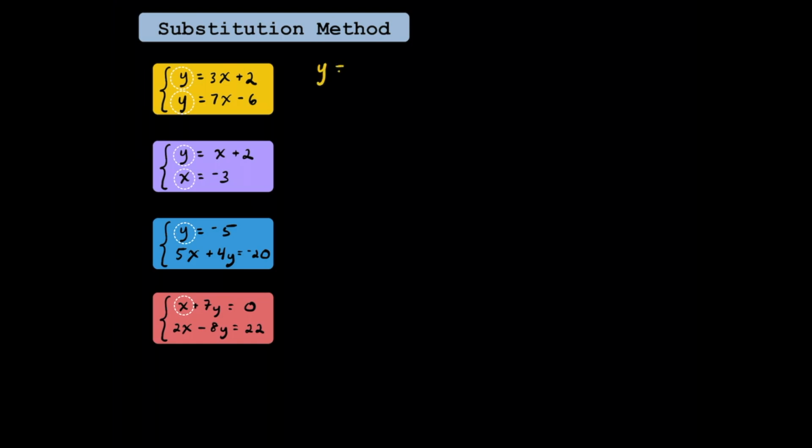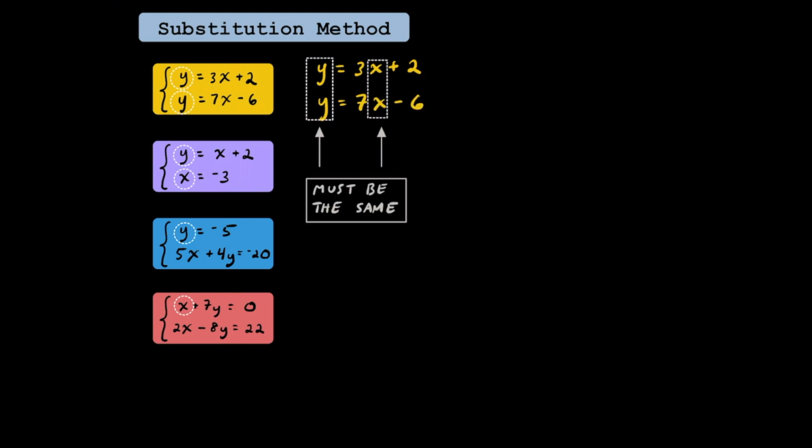I'm going to begin this problem by just copying it down. And what I notice right away is that they both have y isolated. It's important to remember that when solving linear systems, the y value in the first equation has to match the y value in the second equation. The same goes for x.